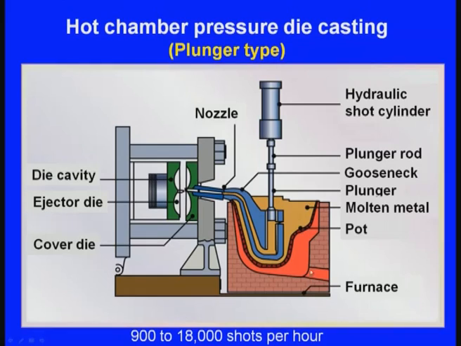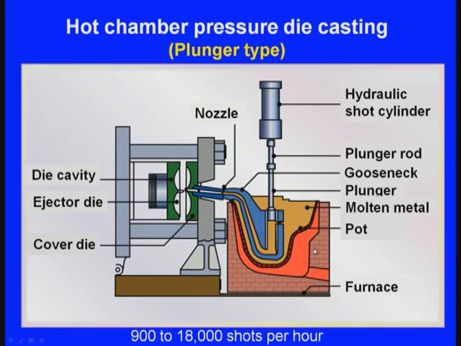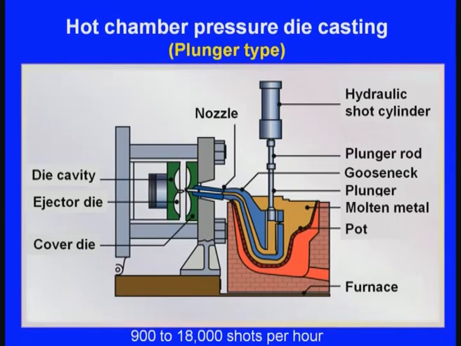So, this is the furnace, and here we can see this is the refractory lining, so that it can withstand very high temperature. Now, this is the pot. Inside that pot we place the metallic blocks initially. Now, there will be a heating system, and because of that heating system the metallic blocks will be melting and there will be molten metal.